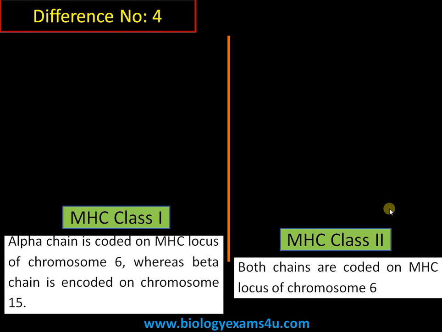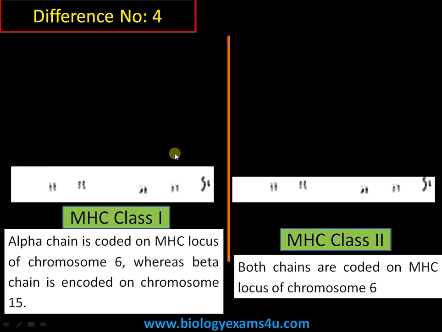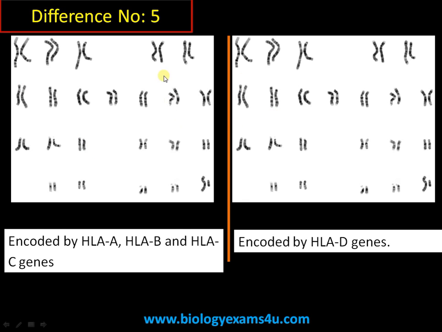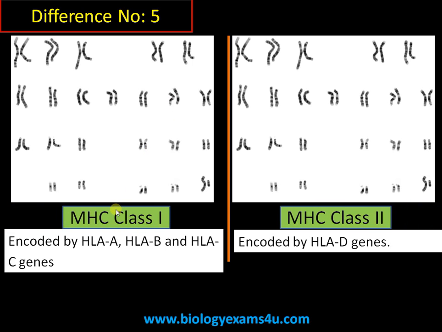Difference number 4. In MHC class 1, the alpha chain is coded on the MHC locus of chromosome 6, whereas the beta chain is encoded on chromosome 15. In the case of MHC class 2, both chains are coded on the MHC locus of chromosome 6. Difference number 5. MHC class 1 is encoded by HLA-A, HLA-B and HLA-C genes located on the respective chromosomes, whereas MHC class 2 is encoded by HLA-D genes.